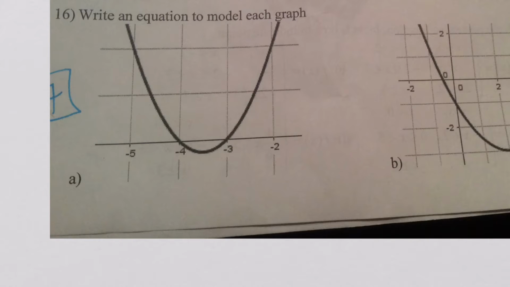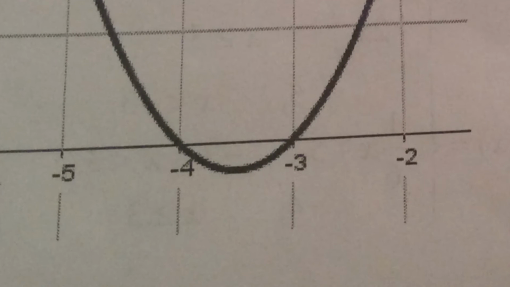All right, so problem 16, let's do 16a. Write an equation to model each graph, and we should probably write it in all forms. Okay, so what do we need to figure out? We need to figure out our stretch factor, A, that's for sure. Easiest way to start this problem would be to use the two x-intercepts given right there.